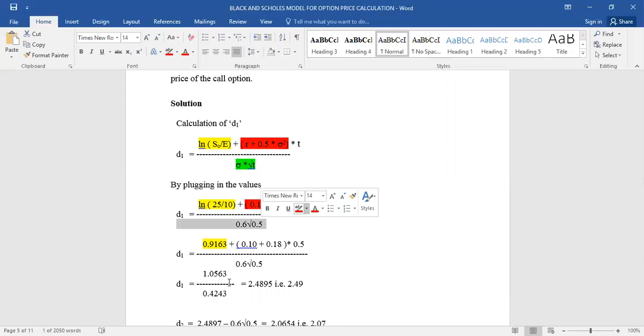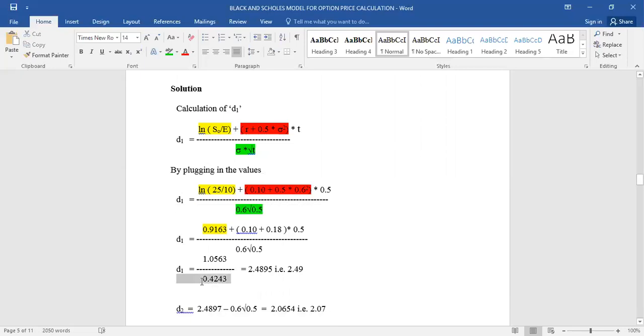So if we take the solution of green part, the solution is 0.4243. How does it come? Root 0.5, that is T value, is 0.5 times 0.6. You get 0.42426, rounded off to fourth decimal place.